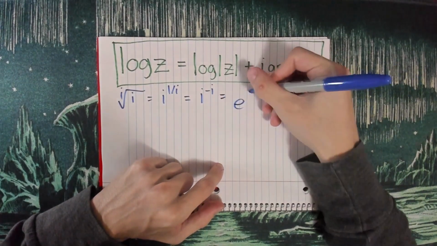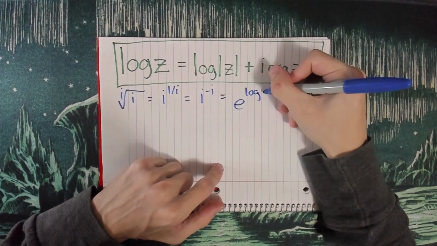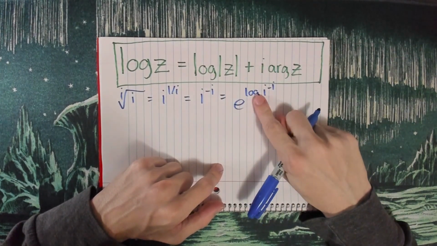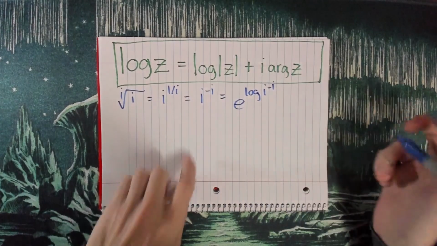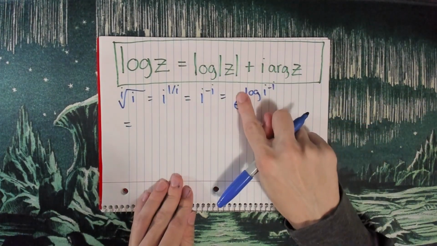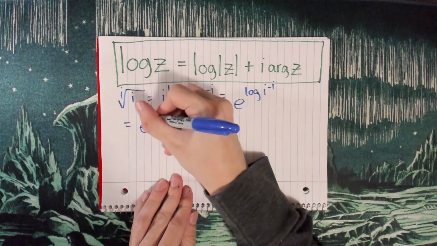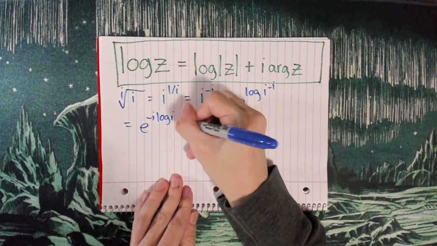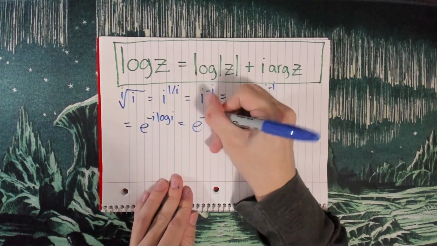Now we could go ahead and do e to the log of i to the negative i, because e and log will cancel out because they're inverses, which would just give us this thing back. And then we can go ahead and bring this power negative i down to the front of the log. So we have e to the negative i log i. And now we have e to the negative i.